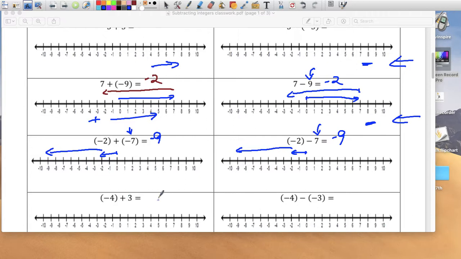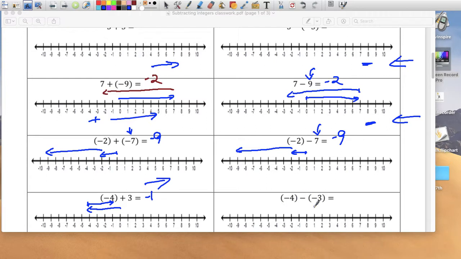-9. -4 plus 3. Let's try this again. -4, and then we're going to add 3. Plus means let's go to the right. So we're going to go 3 units to the right: 1, 2, 3. So that gives me -1.